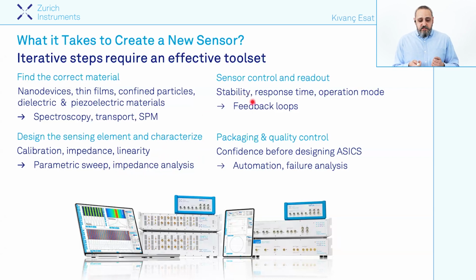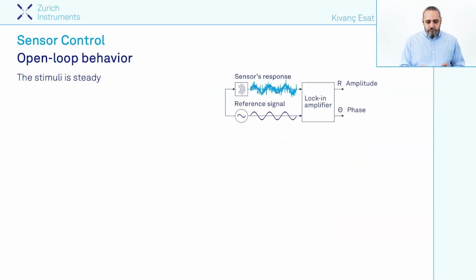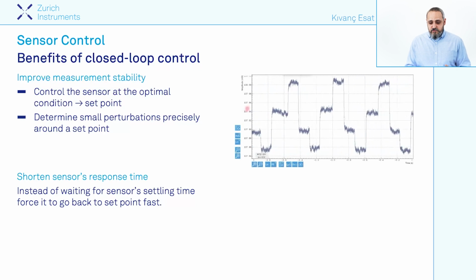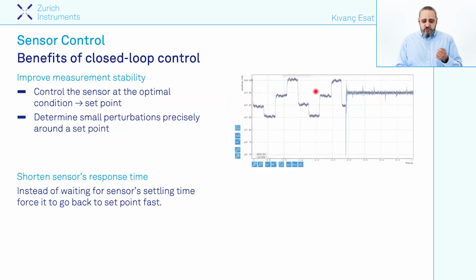Now let's look to the next step, where the control becomes important and what value it actually gives to us. So in the open loop behavior, as we call it, the stimuli is steady. So we find the correct frequency to work with, set our stimuli at this frequency, at the correct amplitude that we characterize, and this signal stays stable. But there are a couple of things that can happen working in this configuration. For example, if we have a certain stimuli as such, it's quite hard to actually determine what it really does.